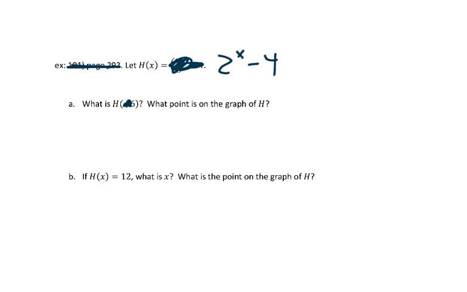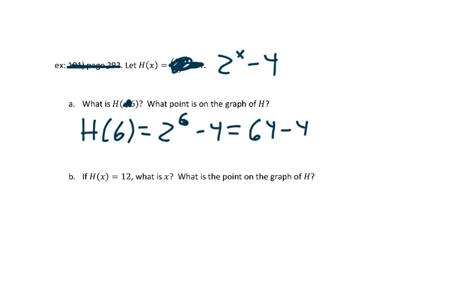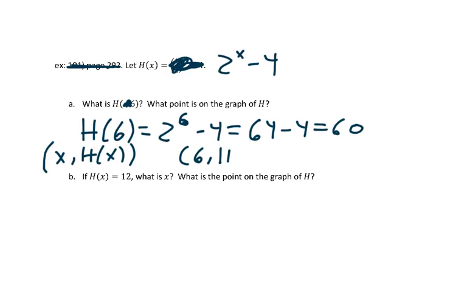So we have our function h of x is 2 to the x minus 4. It might be a little hard to see, but I'm asking here, what is h of 6? Well, h of 6, again, by direct calculation, is 2 to the 6 minus 4. 2 to the 6, though, is 64. So we have 64 minus 4, which is 60. Now, it also asks, what is the point on the graph of h? Well, any point on the graph of h is x, comma, h of x. So in this case, we're going to have 6, comma, h of 6. We just calculated h of 6, so we get 6, comma, 60.